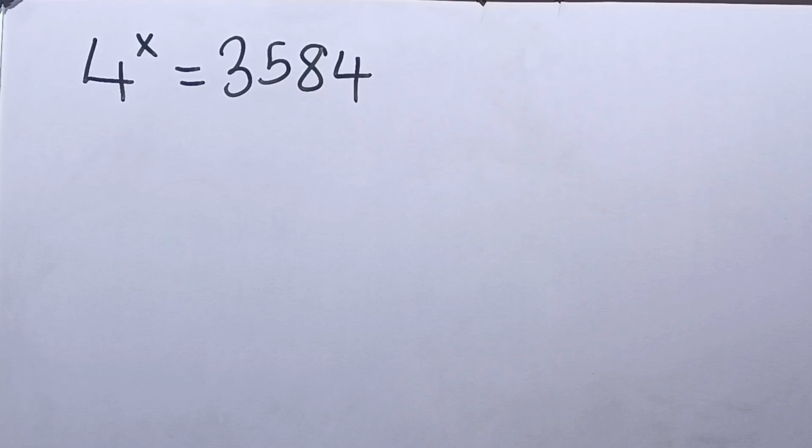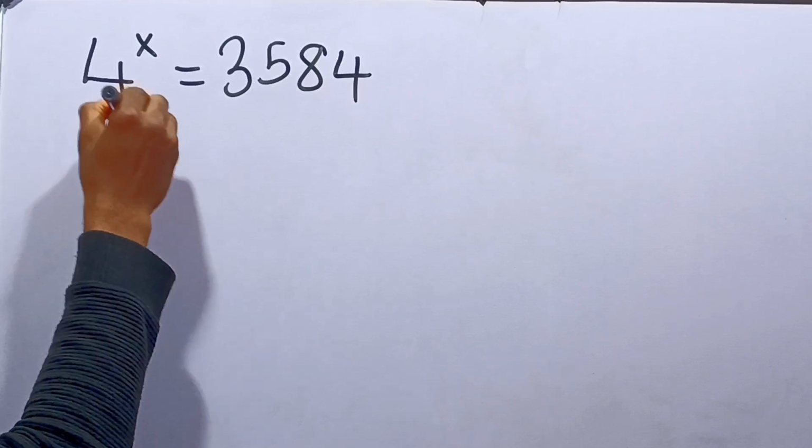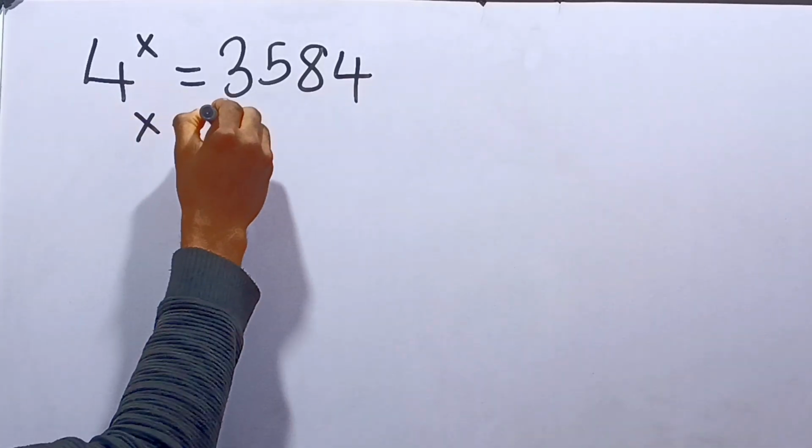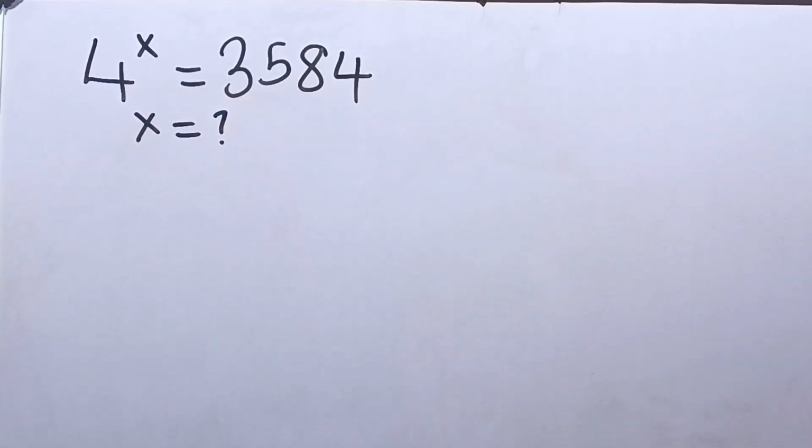Let's solve this together. It says 4 raised to power x is equal to 3584. We're about to solve for x in this question. Now, first thing we can do here is to outline the multiples of 4.